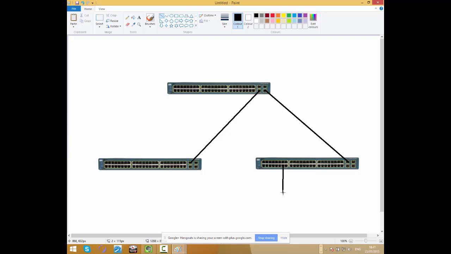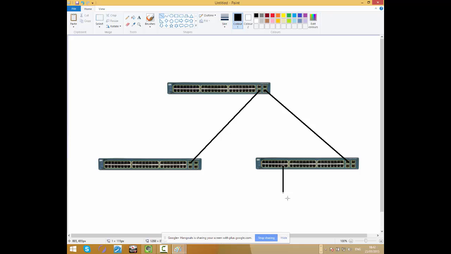Because number one, there's no reason why a switch should be plugged into this port, because this port goes to a user's desk. So there's no reason why a switch should be there. You can configure something called BPDU guard. So BPDU guard is exactly what the name means. If I see any BPDU, I will shut down that port.